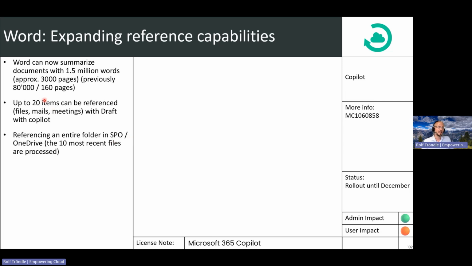You can add up to or reference up to 20 items, files, mails, and meetings while using Draft with Copilot. And you can also reference an entire folder in your OneDrive or SharePoint Online document library, but it will only use the 10 most recent files in this library. So if you have 20 files in there, only 10 will be used as a reference when using Draft with Copilot.